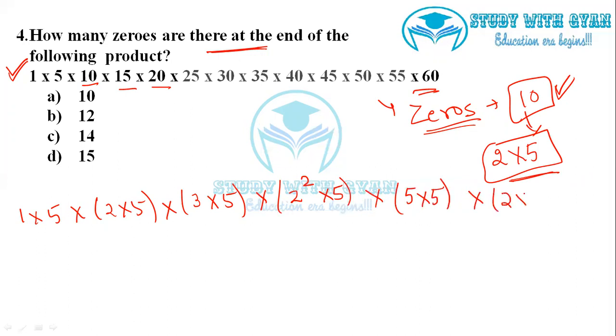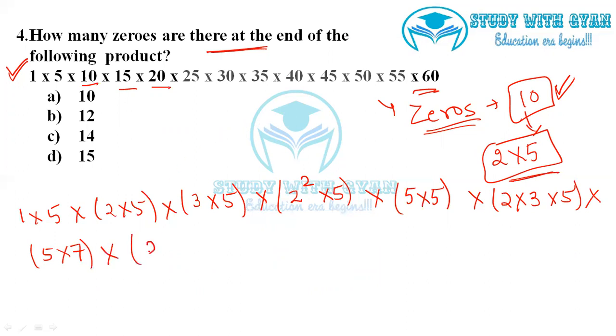30 means 2 cross 3 cross 5. Then 35 means 5 cross 7. So it will be also in the cross. 80 means 8 5s are 40, that means 2 cube cross 5. Again 40. After 40 you will get 45.